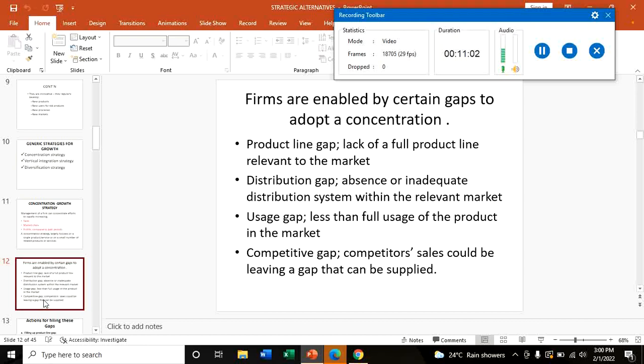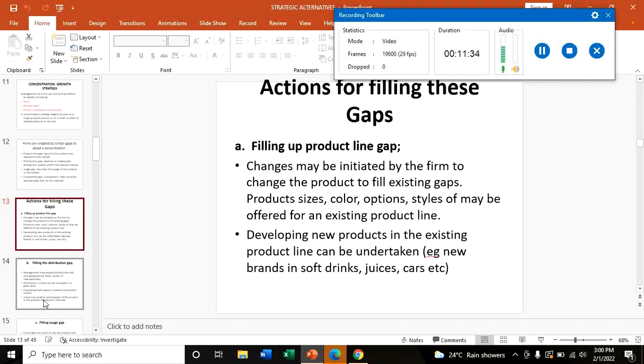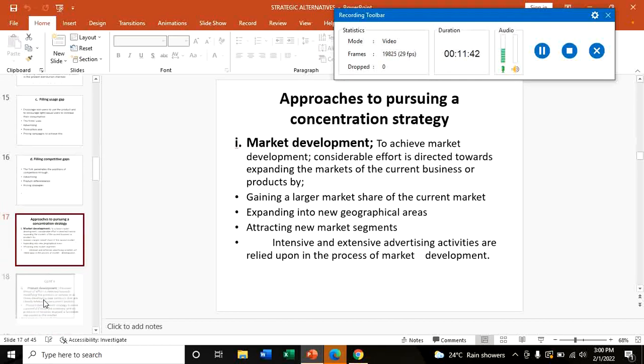Firms are enabled by certain gaps to adopt concentration. If an organization finds that there is a product line gap, a lack of a full product line relevant to the market, then you can choose to concentrate on that. Distribution gap: if there are some areas which are not distributed to, an organization can choose to satisfy that area. Usage gap: if there is less knowledge about the product, an organization can choose to create awareness about a particular product, and then they exploit the gap. And then competitive gap, as you will see. Those are the gaps that enable organizations to pursue concentration.